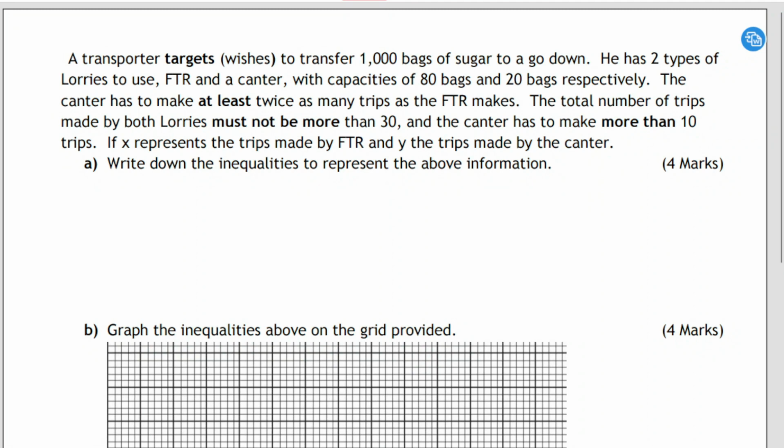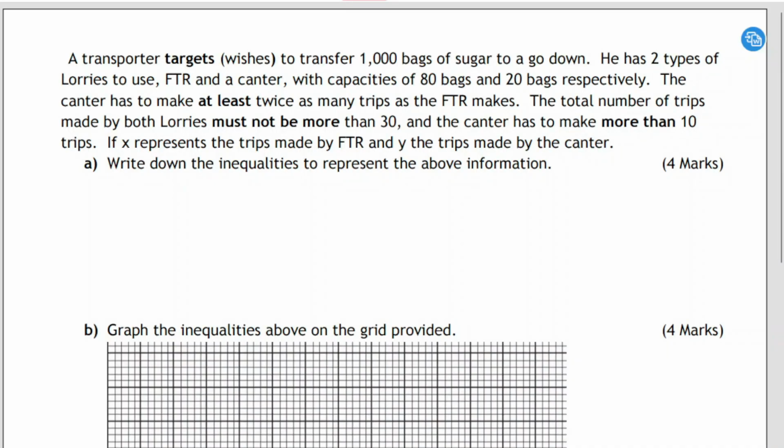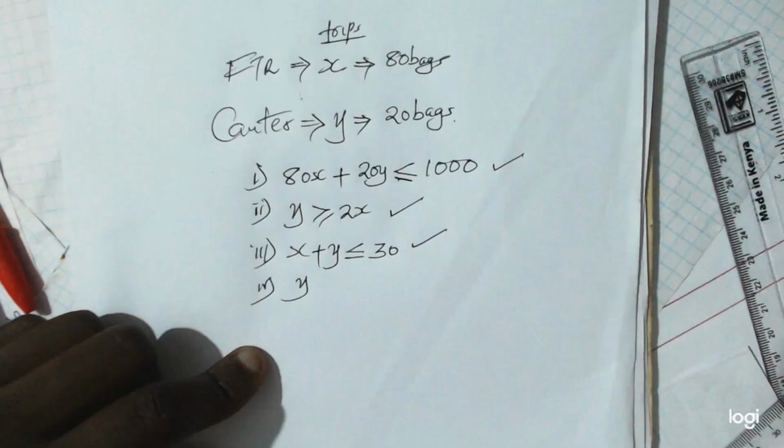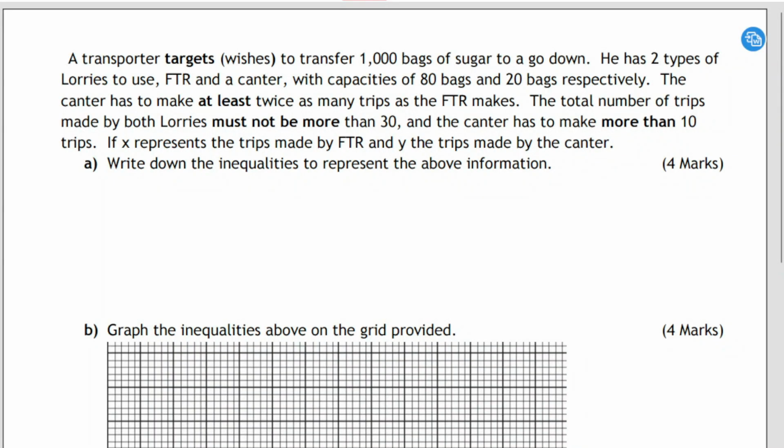Then the other one is that the counter has to make more than 10 trips. The number of trips made by the counter is y. So when you're given that it has to make more than 10, more than 10 means greater than 10. That is the inequality. Then from there, I think we have exhausted those. Those are the inequalities we're supposed to make.